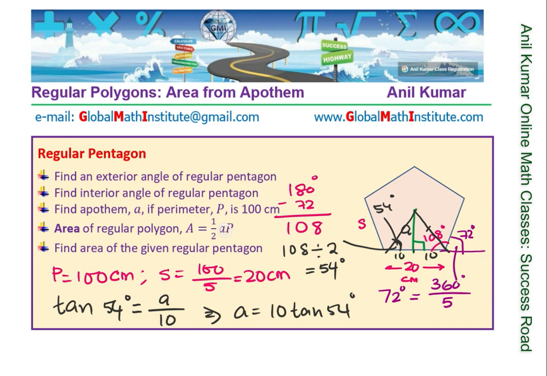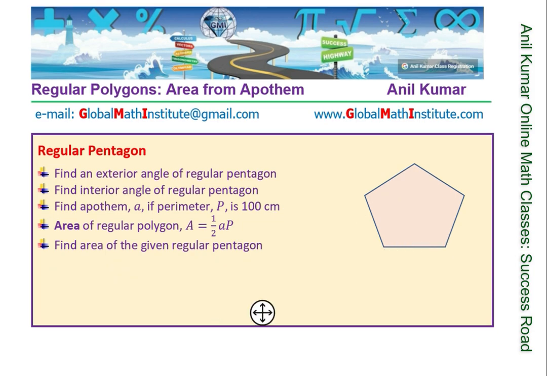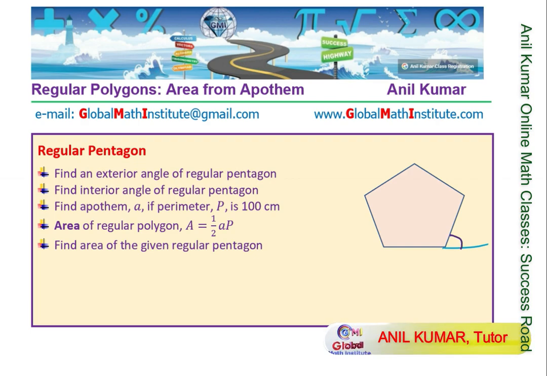Now once you know apothem, once you know perimeter, find the area of a regular pentagon. Well, just multiply half times A into P, right? And get the answer. You see how easy it is, right? So once again, let's go to this picture once again and see what did we do. So initially what we did was we found the exterior angle, and we found that this exterior angle is basically equal to 360 degrees divided by 5, and that was 72, right?